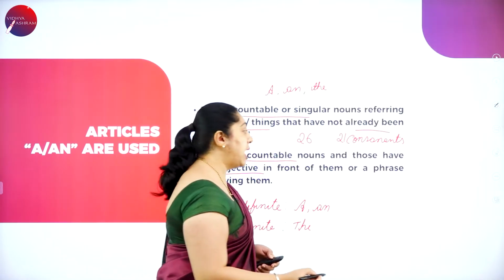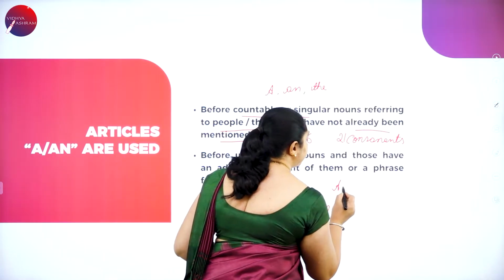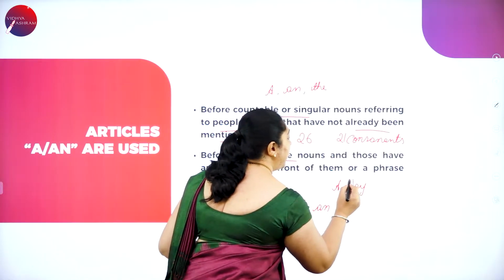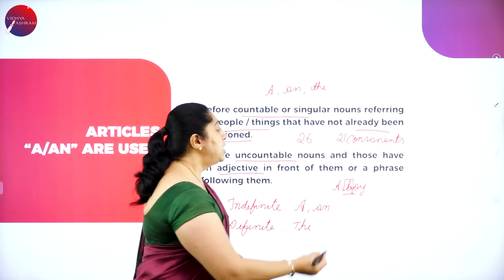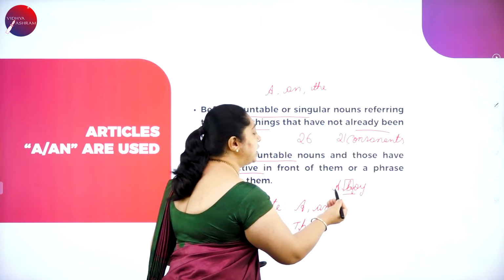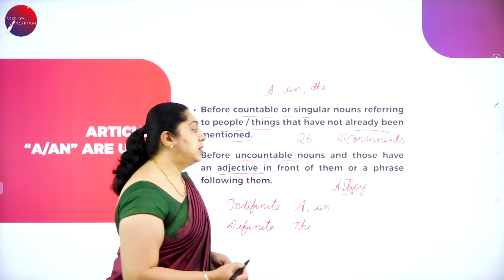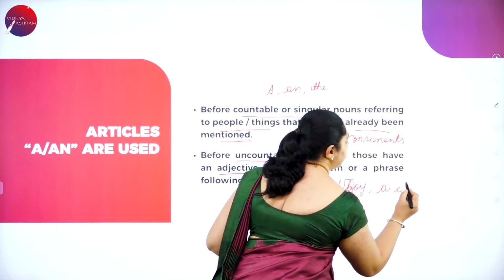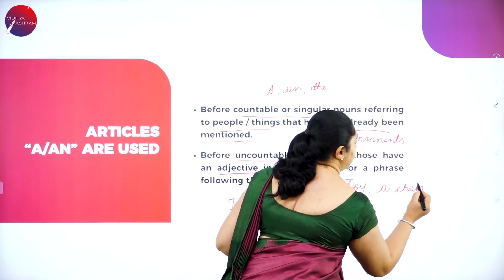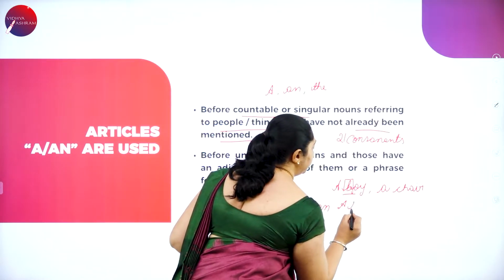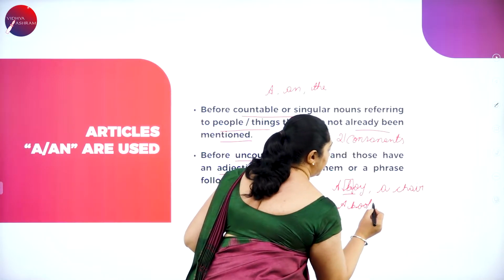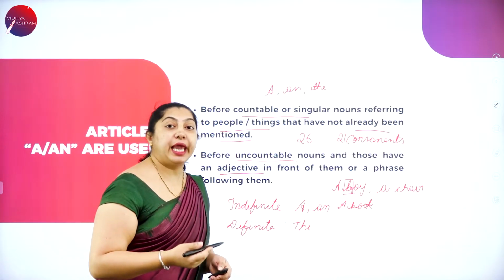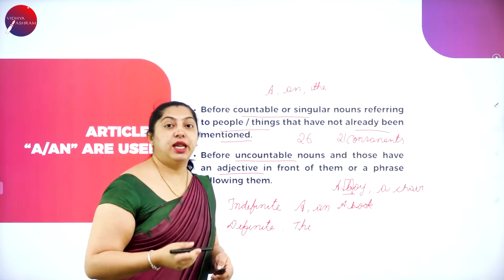For example, a boy. Here B is a consonant letter. So before a consonant letter, we use the article a. Not only that, a chair, a book. These are the words where you are using the article a, that is before the consonant letters.